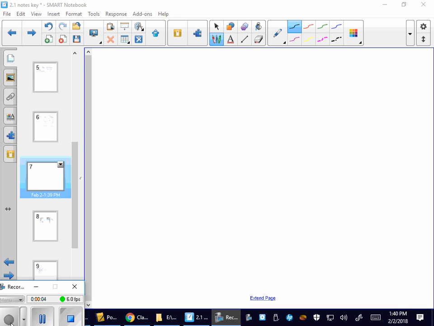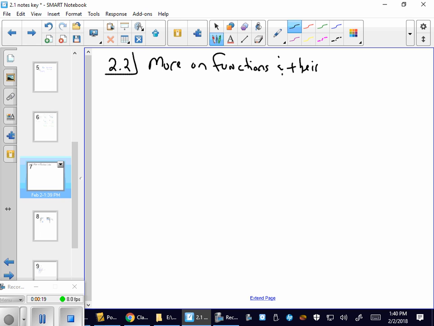Okay, in section 2.2, we're going to talk more about functions and their graphs. More on functions and their graphs. So it really is just a continuation of 2.1. All right. So one of the first concepts we're going to talk about is this whole idea about increasing, decreasing, and constant.